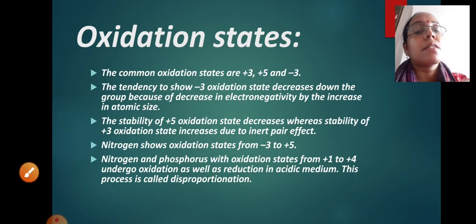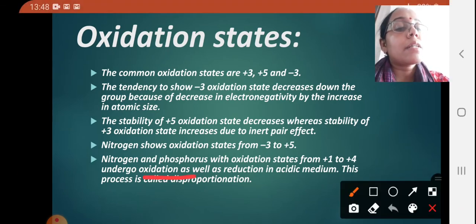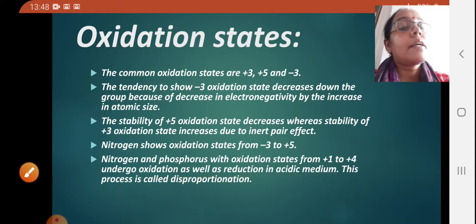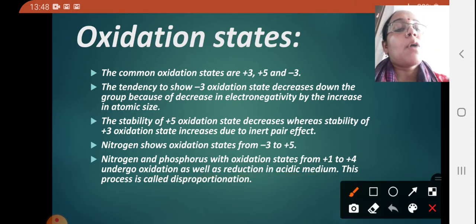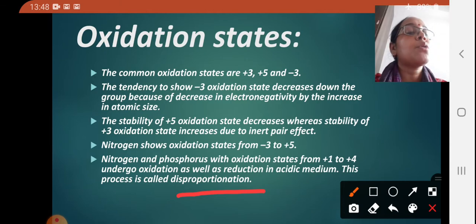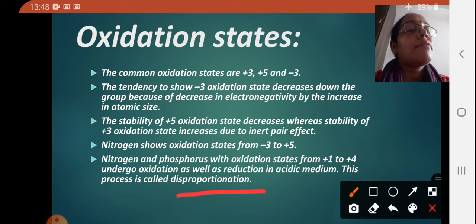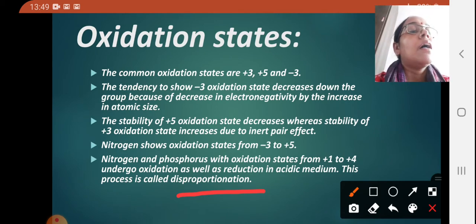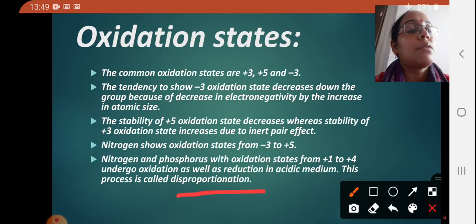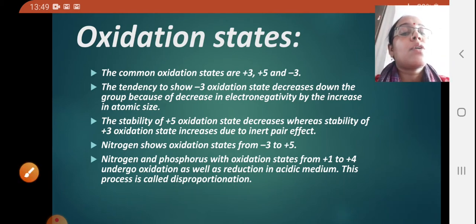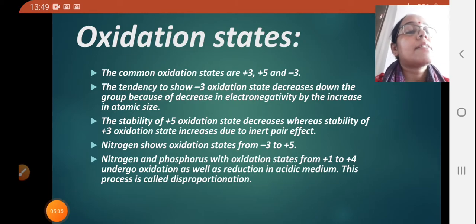And in which medium? It is written also here: in acidic medium. Now this process is known as disproportionation. Due to having the oxidation state from +1 to +4, nitrogen and phosphorus can undergo both oxidation and reduction in acidic medium, and this process is known as disproportionation. So this is the oxidation state of nitrogen family. Now let us discuss the next point.